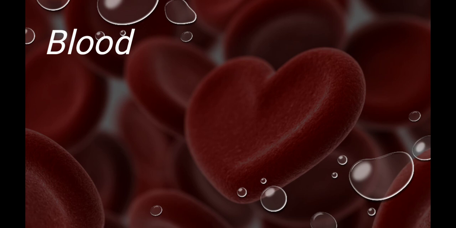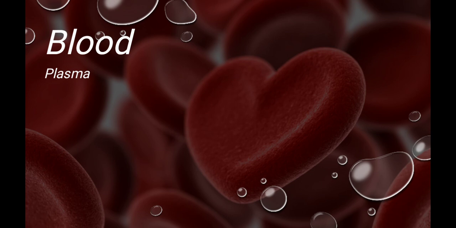It tastes saltish due to the presence of sodium chloride or common salt in it, and it is bright red in color. An average adult person contains 5 to 6 liters of blood in his body. Blood consists of the following: plasma. It is a liquid part of the blood. Different types of cells like RBCs, WBCs, and platelets are suspended in the plasma.